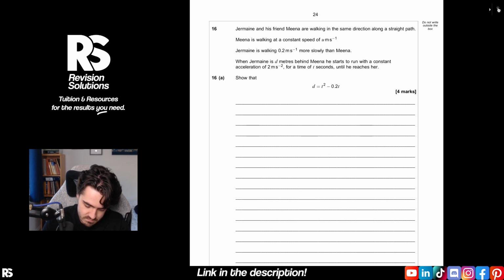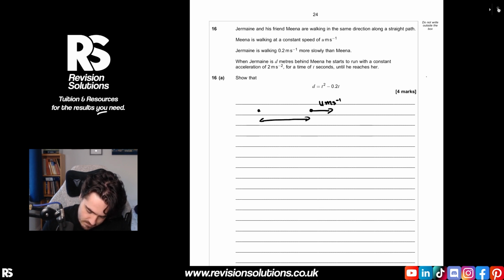Let's just summarize that. So Mina is walking at a constant speed u, and Jermaine is some distance d behind, and he's walking 0.2 meters per second more slowly. So that would be u minus 0.2, this is Jermaine and this is Mina. And then it says they run for t seconds until they reach each other. And can we express that d is t squared minus 0.2t?